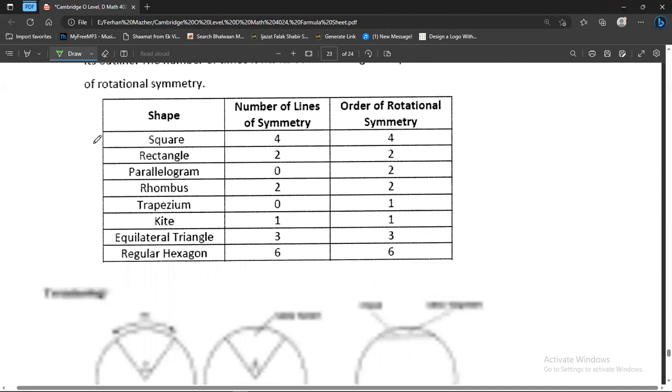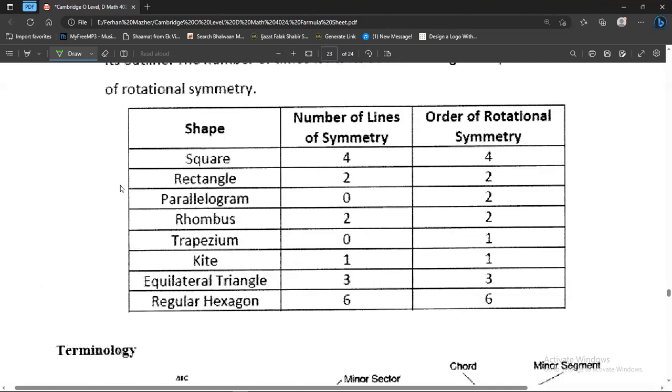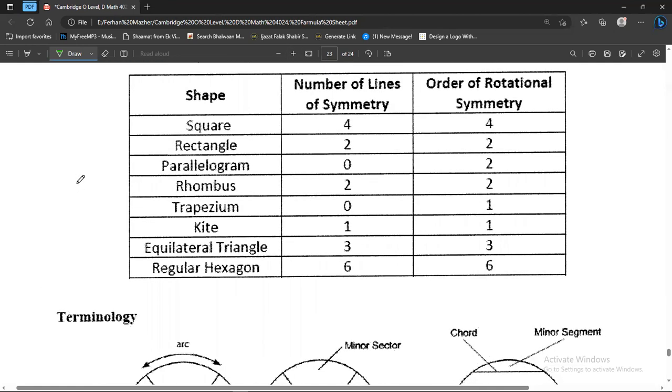For example, this is a very important table. Remember this table. Square has four lines of symmetry, and its order of rotational symmetry is 4. Rectangle has two lines of symmetry, and its order of rotational symmetry is 2. Parallelogram has no line of symmetry, and its order of rotational symmetry is 2. Rhombus has two lines of symmetry, and its order of rotational symmetry is 2. Trapezium has no line of symmetry, and its order of rotational symmetry is 1.